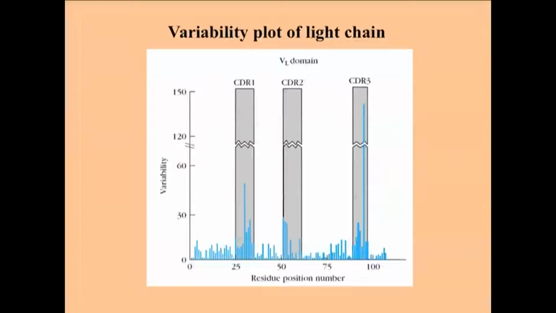Similarly, if we plot variability for the light chain, variability on the y-axis and number of residues on the x-axis, then for the light chain also we will see 3 hypervariable regions. So, on each arm there are 6 hypervariable regions, 3 for the heavy chain and 3 for the light chain, and these 6 hypervariable regions are actually responsible for binding to an antigen.